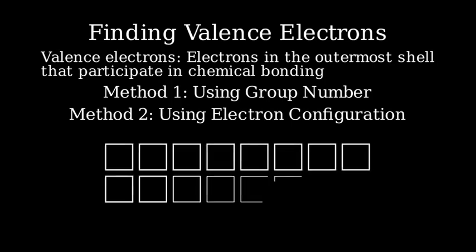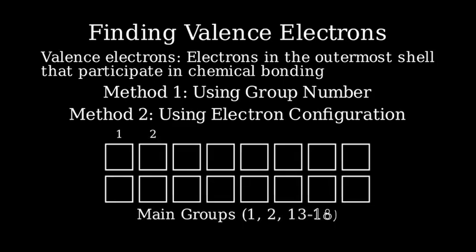Here's a simplified periodic table showing the main groups. The group number for the main group elements, that's groups 1, 2, and 13 through 18, directly tells us the number of valence electrons. Let's look at some examples.